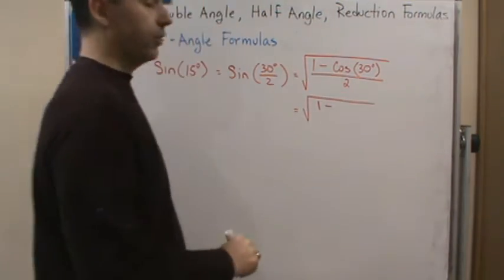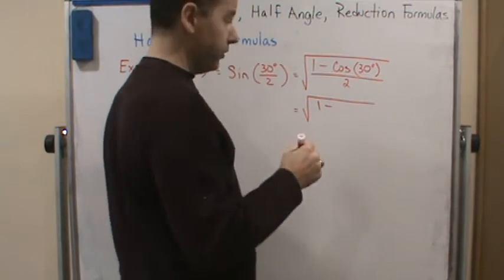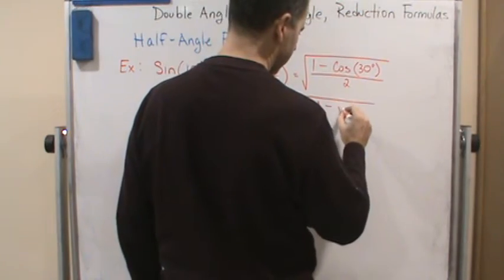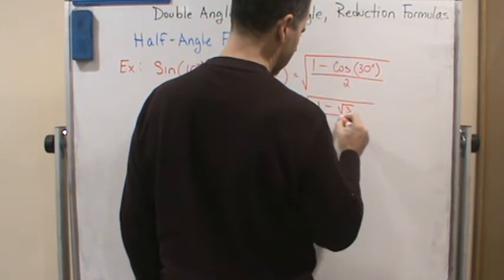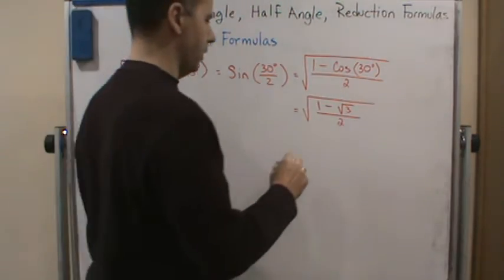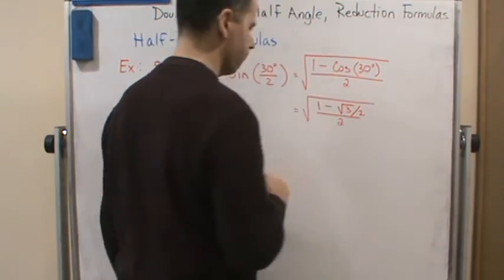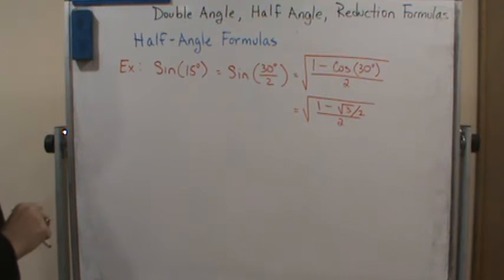Well, cosine of 30 degrees is square root of 3 over 2 from the unit circle. So this is going to be the square root of 3. Oh, excuse me, square root of 3 over 2, not 1. Square root of 3 over 2. Now what? Well, we can still simplify this.